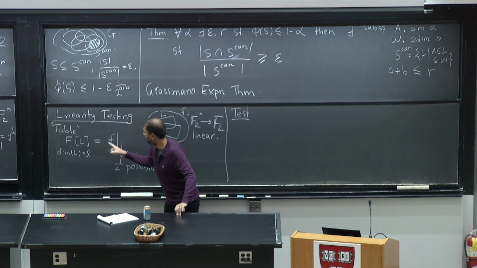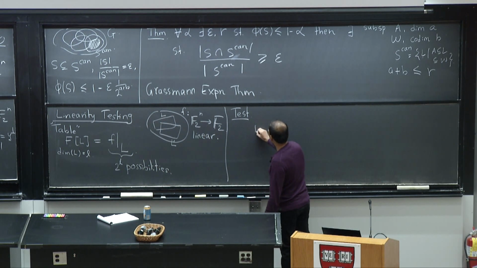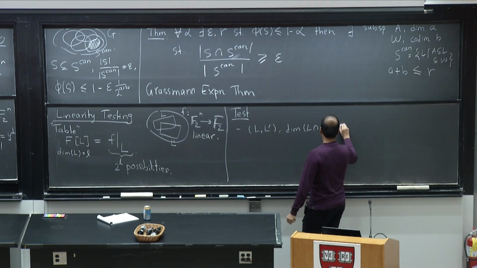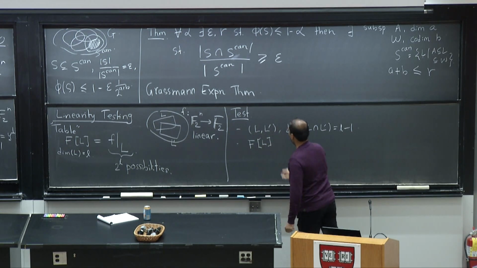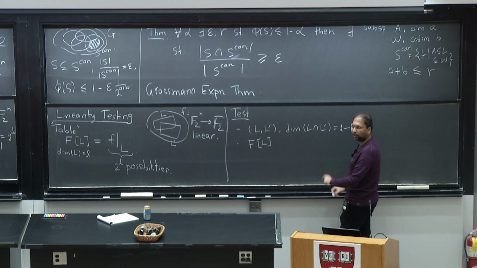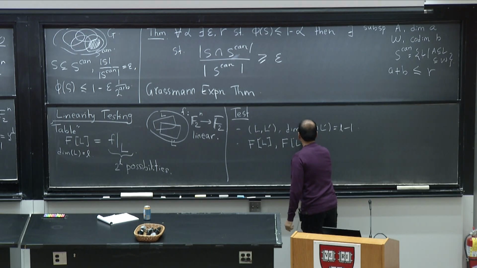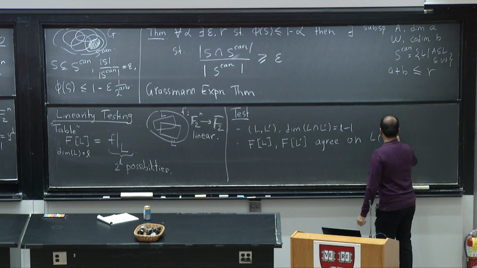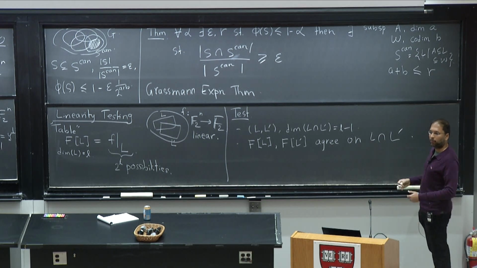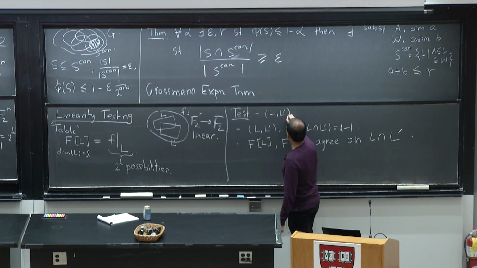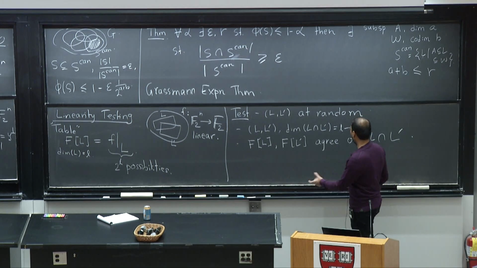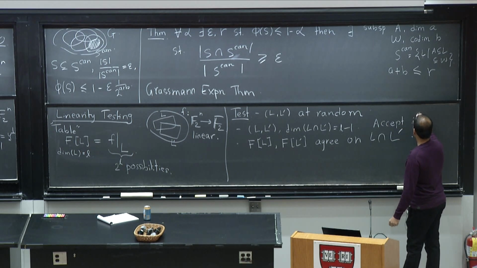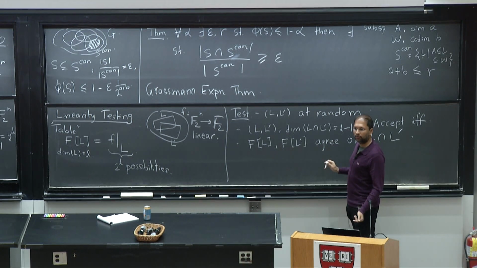If it was indeed the case that these were restrictions of a global linear function, the following must happen: if there are subspaces L, L prime which intersect, in particular let's say they intersect in one dimension less, then the linear function on L must agree with the linear function on L prime on the intersection. So F of L and F of L prime should agree on L intersection L prime. Now I want to view it as a probabilistic test where I pick the pair L, L prime at random, whose intersection has dimension l minus 1, and then I accept if and only if whatever ought to be true is true. Does this make sense?